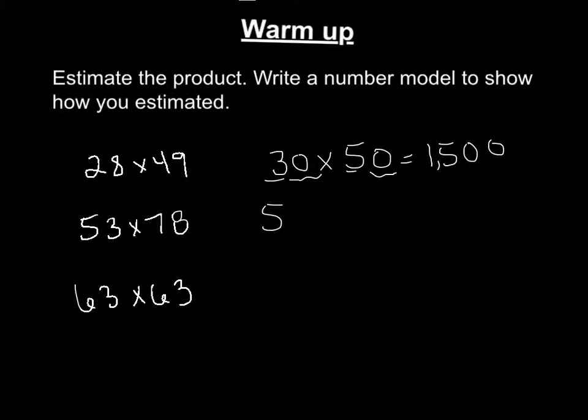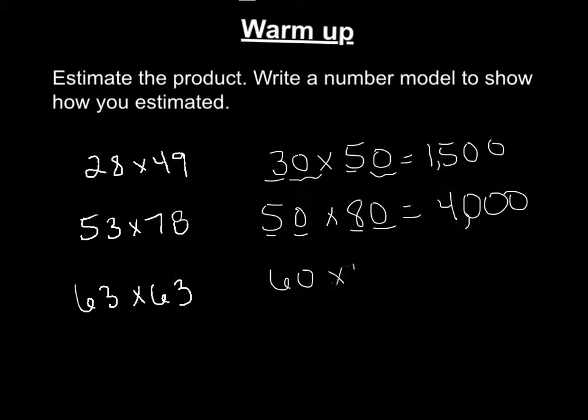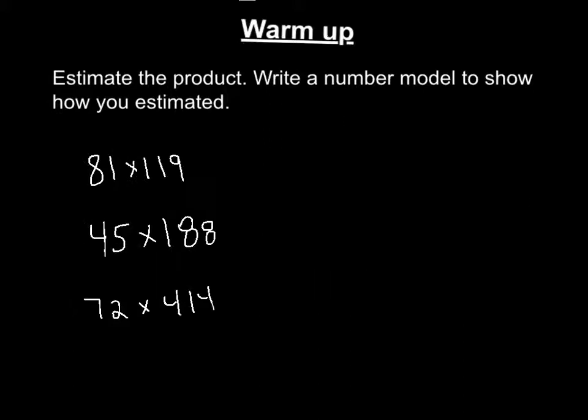53 could be rounded to 50. 78 could be rounded to 80. 5 times 8 is 40. And then we have to add on our 2 zeros. So 4,000. And 63 times 63 could be rounded to 60 times 60. 6 times 6 is 36. And we've got 2 zeros. 3,600. Go ahead and erase your boards, and we'll get started on the last set.